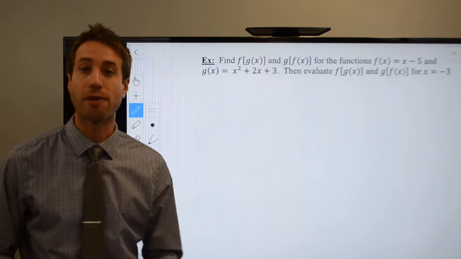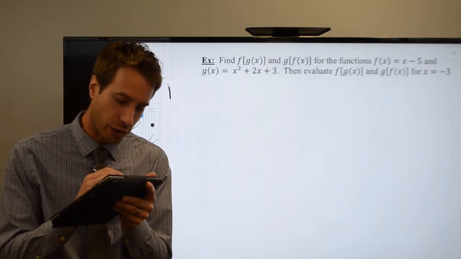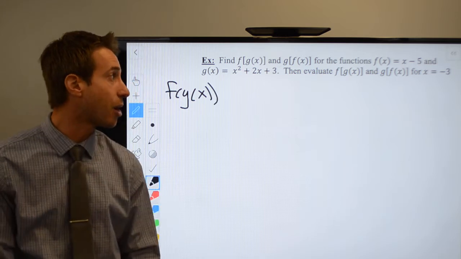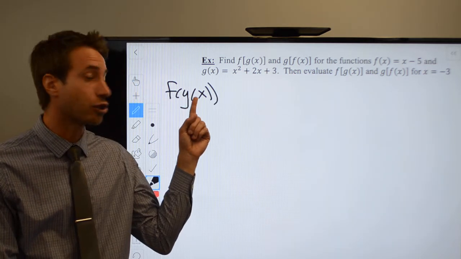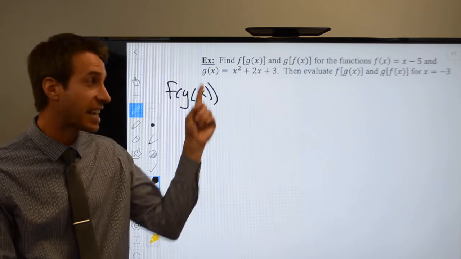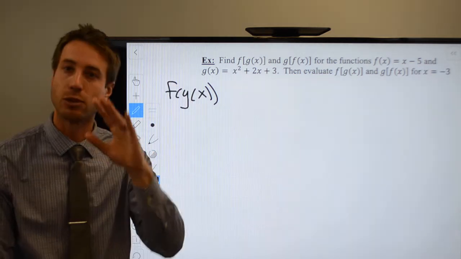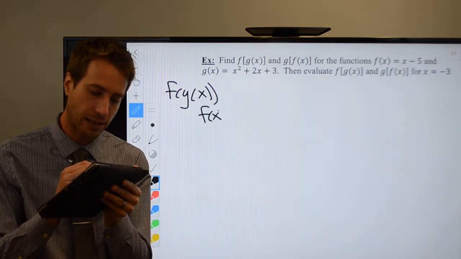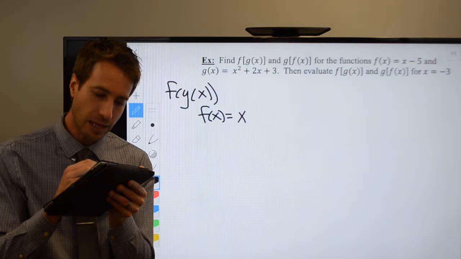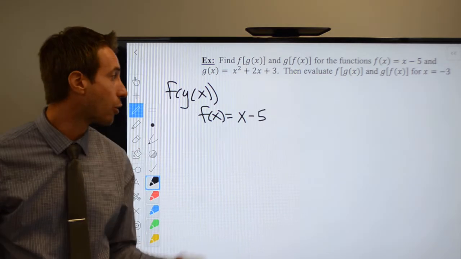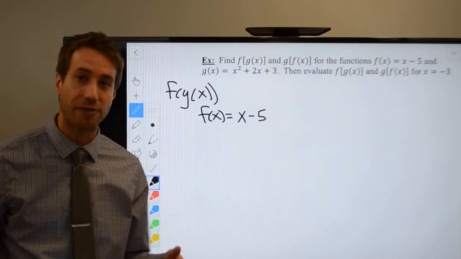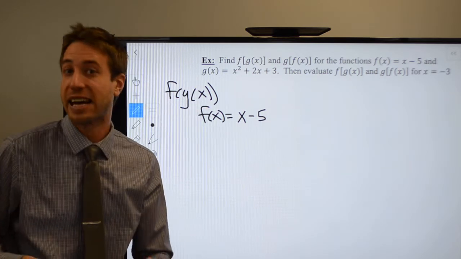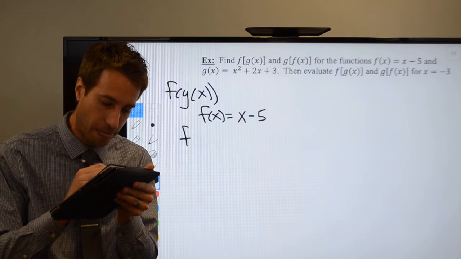We'll start with the f of g of x. So I'm going to find f of g of x, which means I'm finding this composite function where I'm going to plug g of x into the function f of x, which means I need to start with f of x. All right, so f of x is equal to x minus 5. I'm now going to plug g of x into f of x. So g of x is my domain value, right? I'm plugging g of x into f of x.